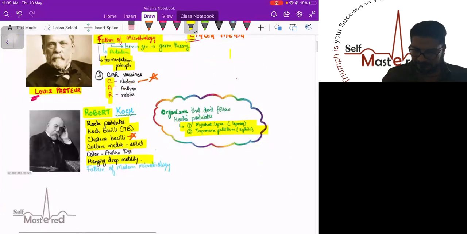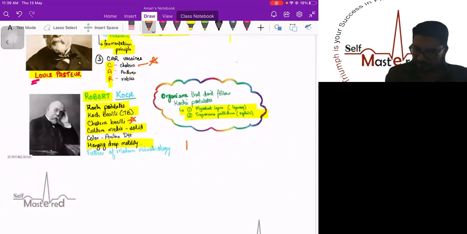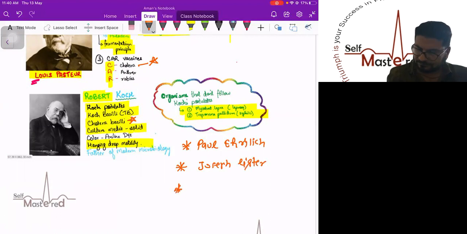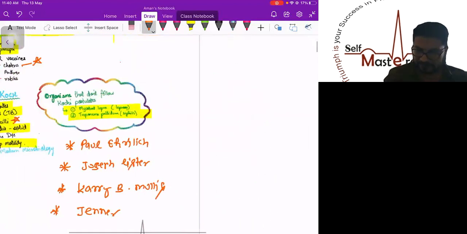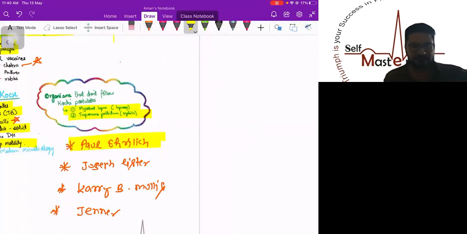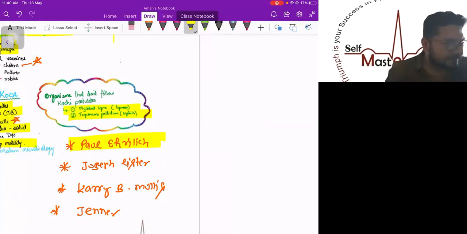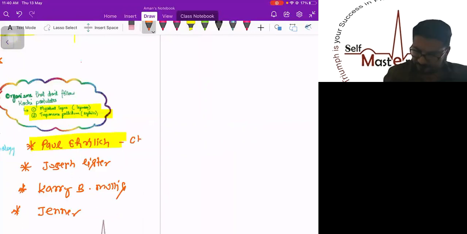Is that clear? If I tell you a few more scientists' names, they are Paul Ehrlich, Joseph Lister, Kary B. Mullis, and Edward Jenner. These are other scientists. If I talk about Paul Ehrlich, he is considered the father of chemotherapy. I'm writing a few things: father of chemotherapy.